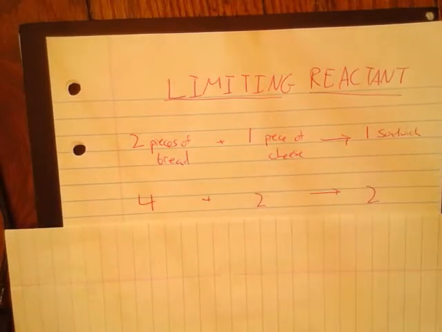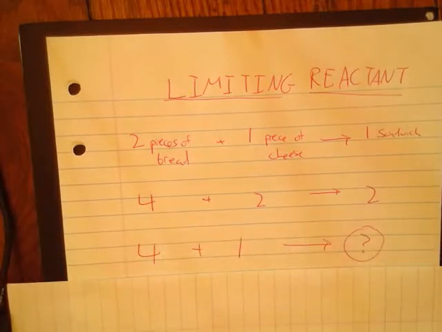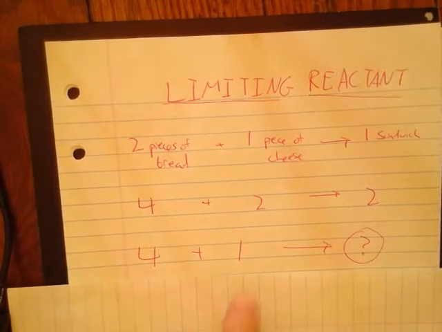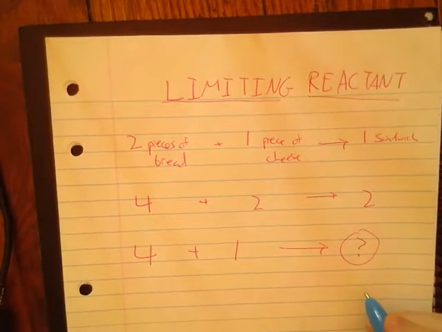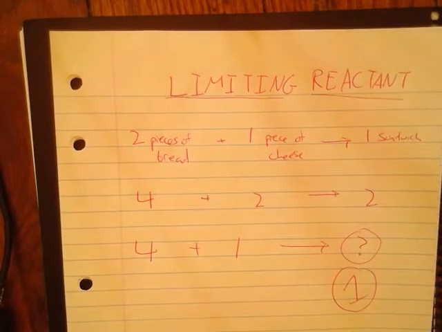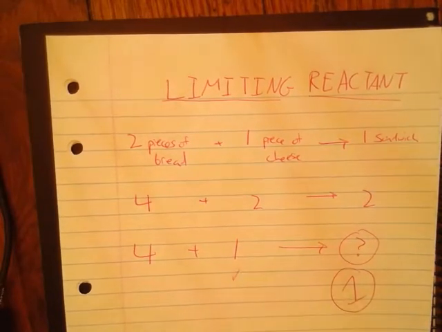But what happens when I go to make my grilled cheese sandwiches and I notice that I have 4 pieces of bread, but I only have 1 piece of cheese? How many sandwiches can I make? Well, the answer is I can only make 1 sandwich. Now, why can I only make 1 sandwich? Oh, because I only have 1 piece of cheese.